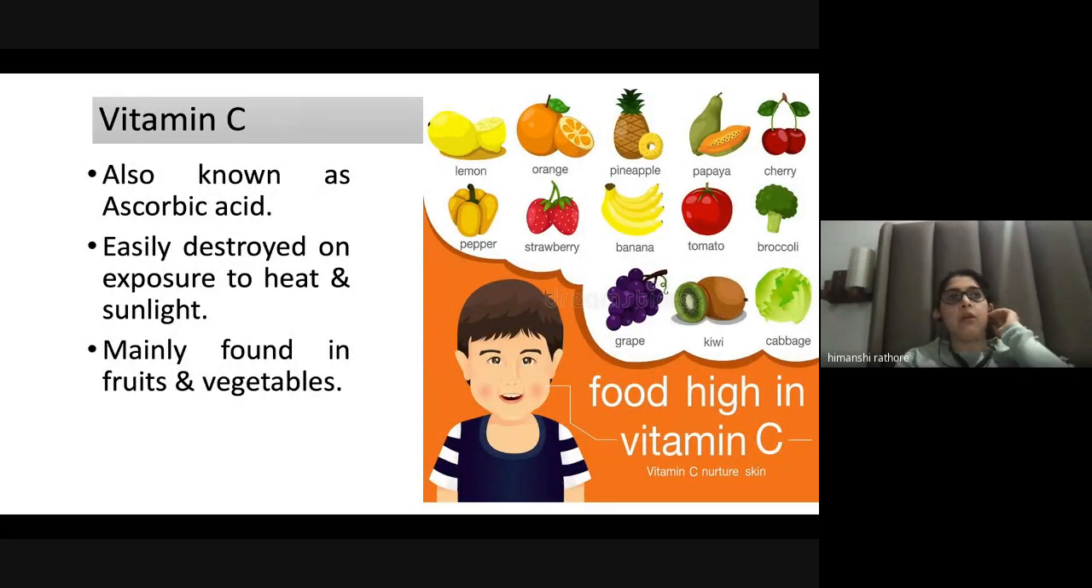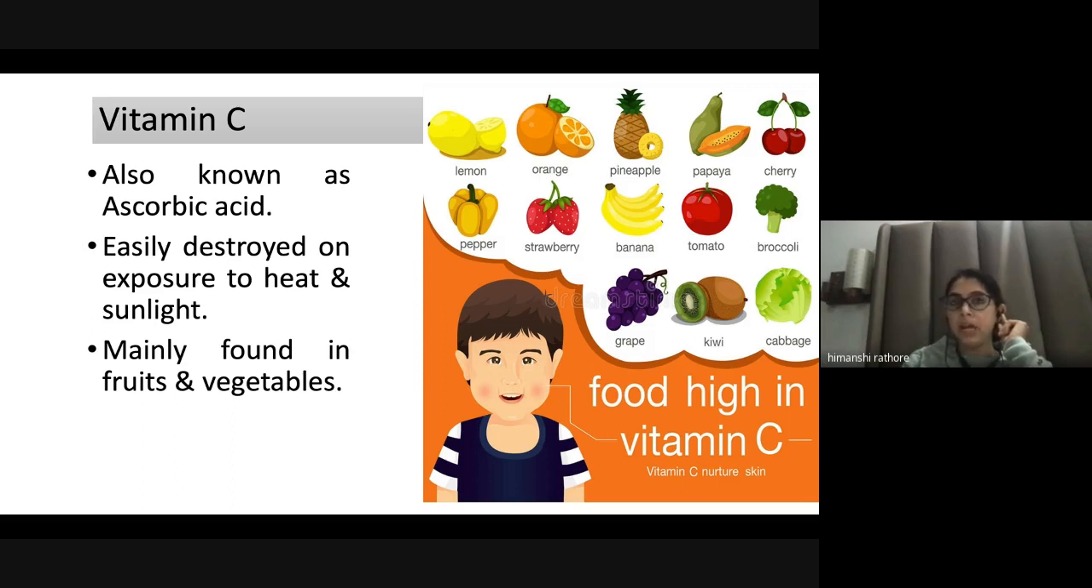Now coming to another vitamin from the water soluble category. This is known as vitamin C, and another name of vitamin C is ascorbic acid. You can see in the slide there are a lot of fruits and vegetables that contain vitamin C. For your easy memory, I must tell you that fruits and vegetables which are sour in taste are good sources of vitamin C.